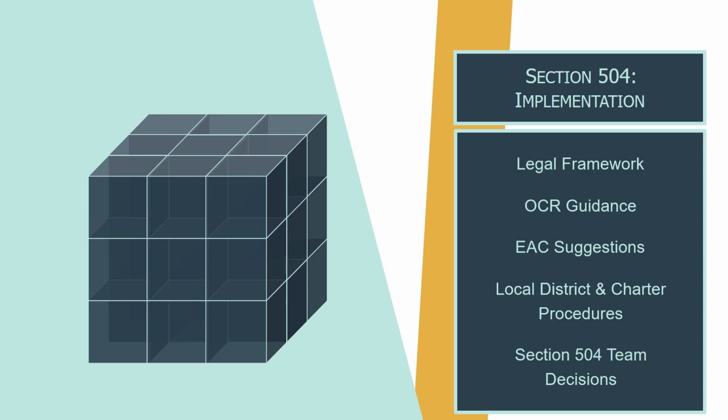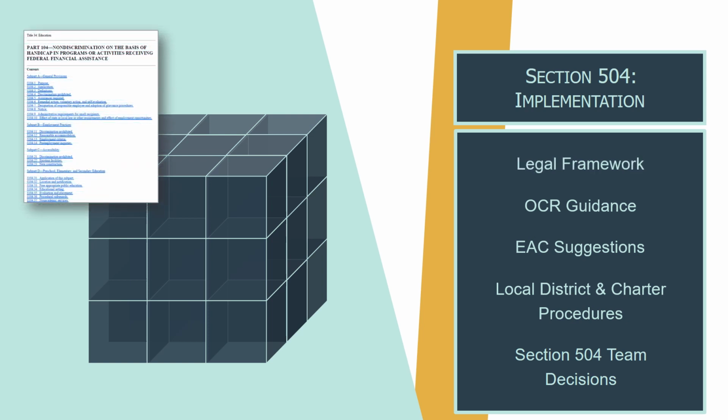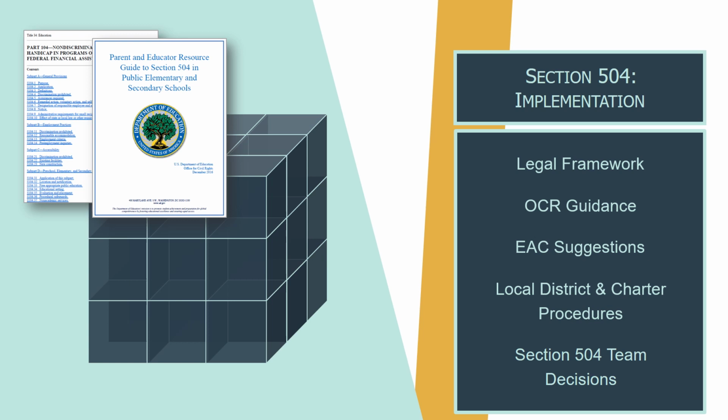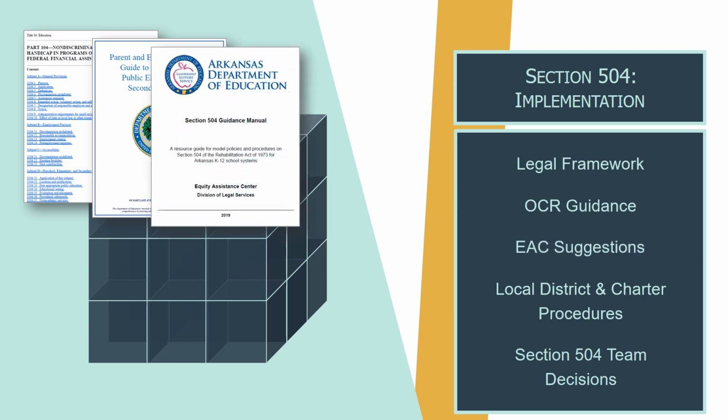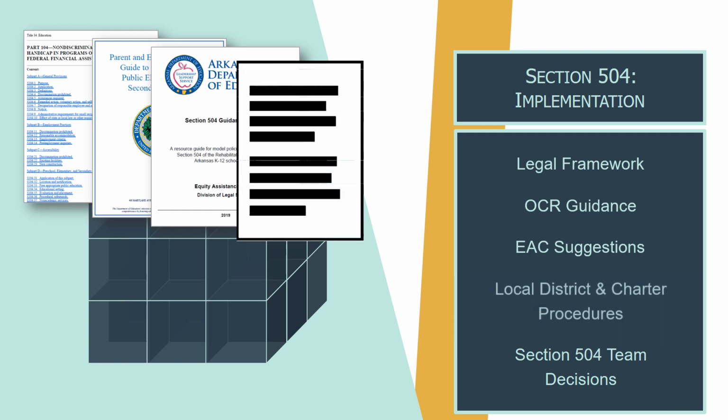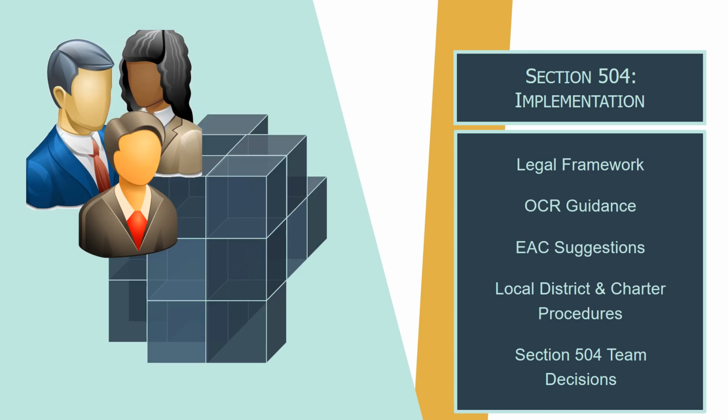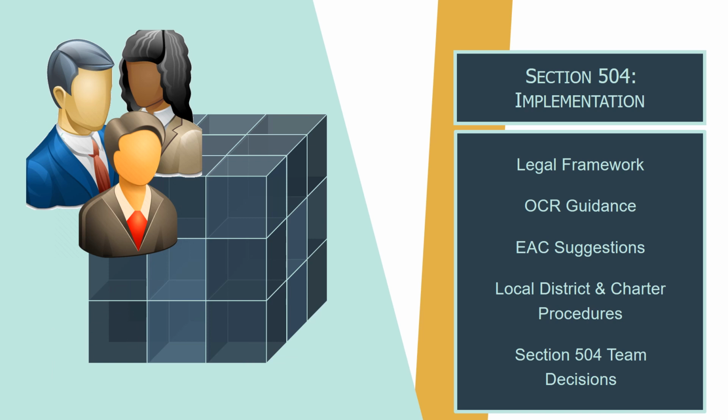District administrators and building principals must be aware of Section 504 legal requirements, guidance from the Office for Civil Rights, suggestions from the Equity Assistance Center, as well as be aware of their locally developed Section 504 procedures. Superintendents and principals may not be the ones implementing every procedure and every practice all the way down to the student level, but they are expected to be aware of and understand all aspects so that they can support the Section 504 process.